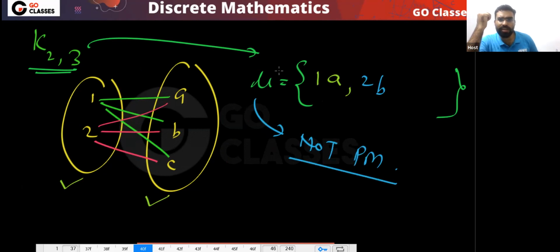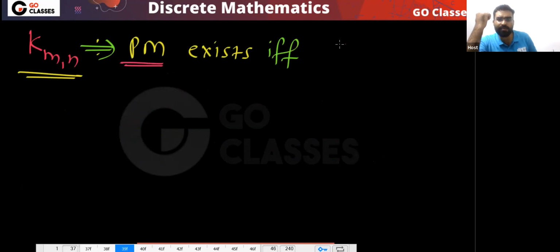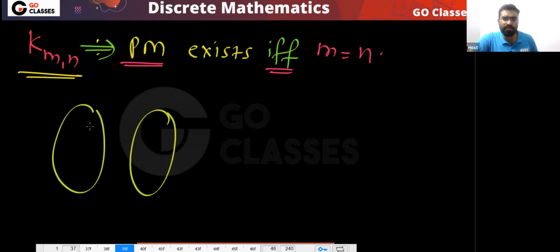So when can you create the perfect matching? The perfect matching exists if and only if m is equal to n. If both are the same, then perfect matching will exist. For example, if you have K(3,3), with vertices 1, 2, 3, A, B, C. So this is the idea. K(3,3).